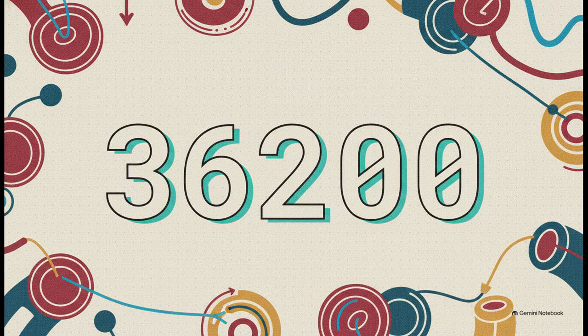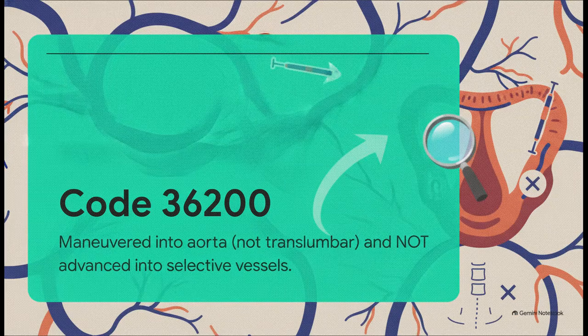But hey, you know how these explainers work? Getting the right answer is really only half the battle, right? We need to fully understand the underlying logic so we can actually apply it to future cases. So the core rationale behind code 36200 is actually pretty fascinating. Let's unpack the official definition we pulled directly from the source material. It says code 36200 is assigned when a catheter is maneuvered into the aorta from any access, but wait, with one major exception carefully tucked into parentheses, other than translumbar. And, exactly as our question stated earlier, it is not further advanced into selective vessels.